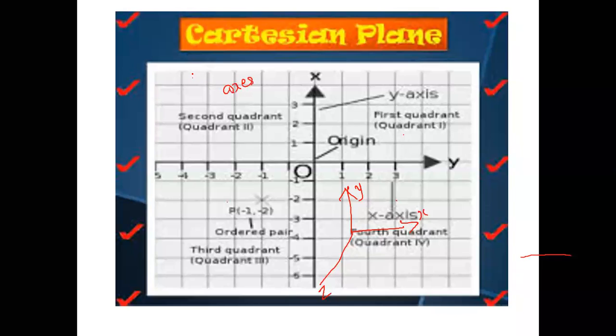When you are talking about one axis, you say axis. If there is more than one, here there are 2, then we call it axes. So how many axes will be there in 3 dimensional? How many axes will be there in 3 dimension geometry, students?